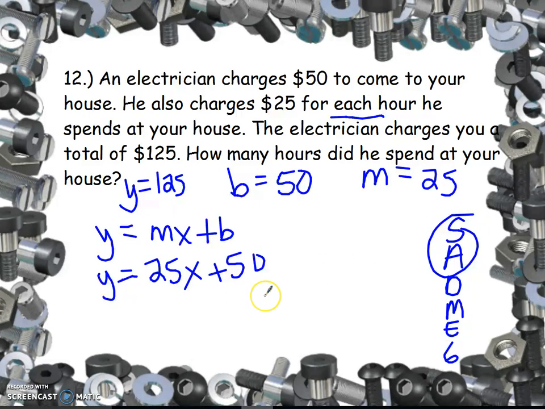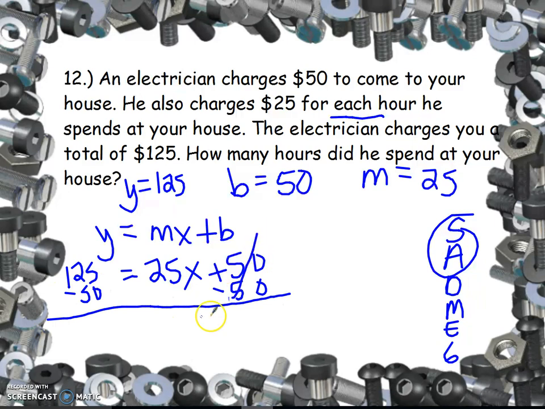We're going to do SADMEG, the order of operations in reverse. So we're going to get rid of, oops, I forgot to finish writing 125. We're going to get rid of 50. So we're going to minus 50 from both sides. This is going to cancel out. We get 75. And then we're going to divide both sides by 25. 75 divided by 25 is 3. So we're looking for 3 hours.